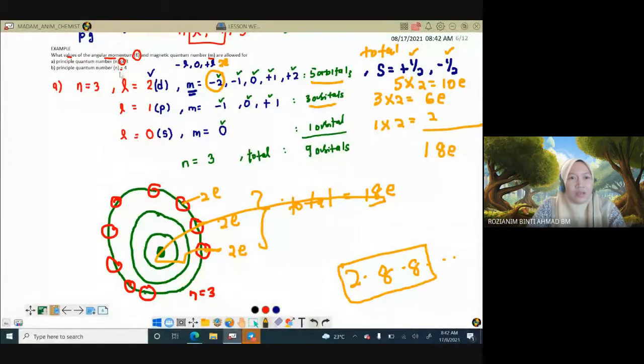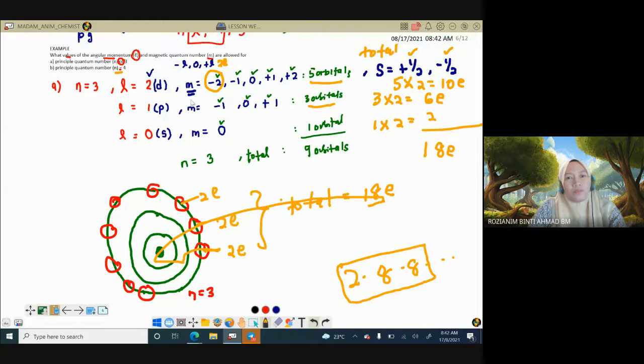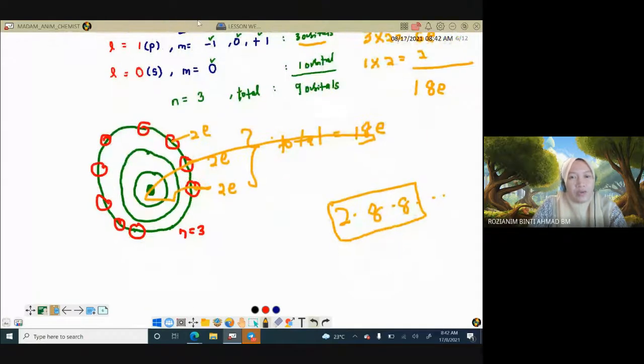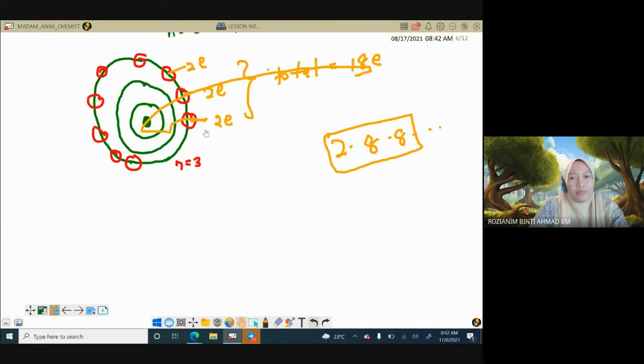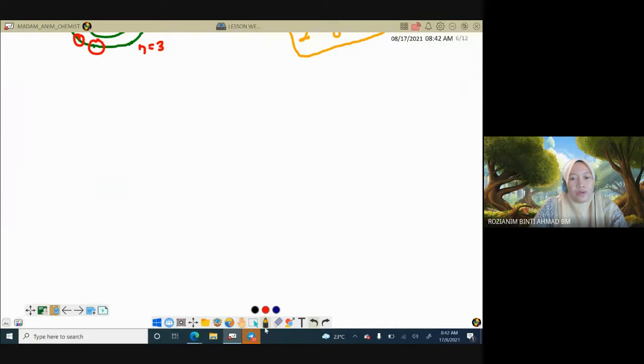Okay, kita tengok soalan nombor 2. N equal to 4. So kita buat sama-sama. Ada soalan tanya terus. Okay, so what happen if N equal to 4? Okay, L. Berapakah value of L? How many value of L? Ronan, what is the value of L if N equal to 4? Ronan?